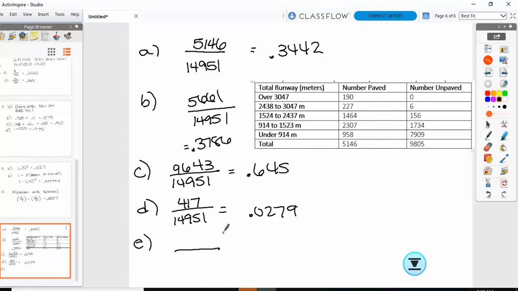E, this is a conditional because it has a given. When you see the given, that's what goes in the denominator. So the given is more than 1523 meters of runway. So everything more than 1523 would be these 6 numbers. So if we add those 6 numbers together, what do you get? 143.